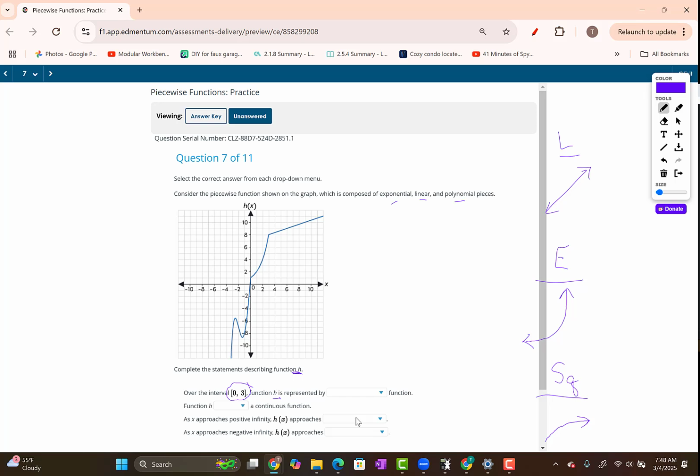They want us to look at the function from 0 to 3. And remember, these are x values. So when x is 0, the graph exists right here. And when x is 3, the graph exists right here. So we look at this function here. This is clearly an exponential function. So that's what we would choose for the first option.